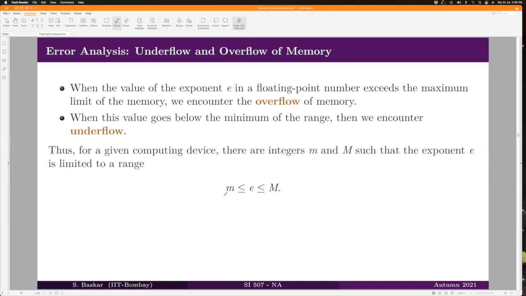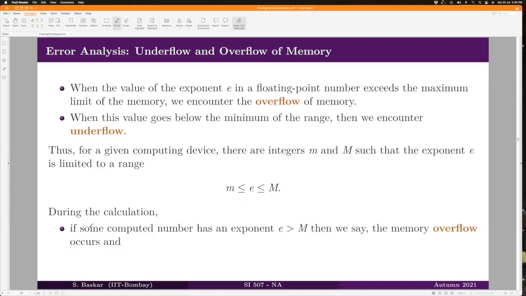So generally, if you take a computer processor, the processor manual will tell you what the lower bound and the upper bound of the exponent are that your computer can handle. As I told you, during the calculation, if a number has an exponent E greater than that limit, whatever the processor fixes, we say that overflow occurs. And similarly, when E is less than the lower bound of the exponent, we say that the memory underflow occurs.